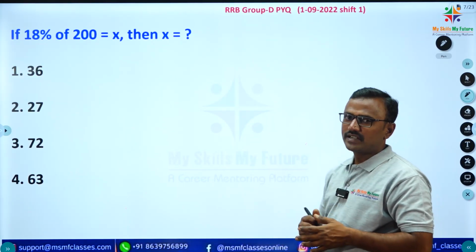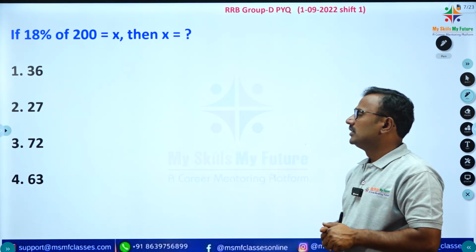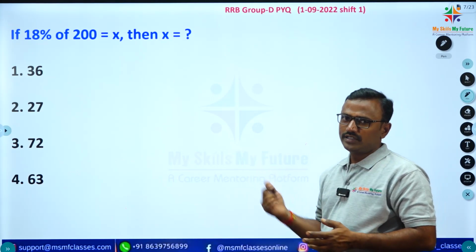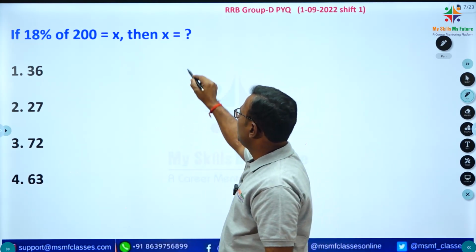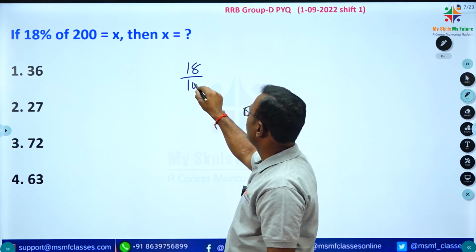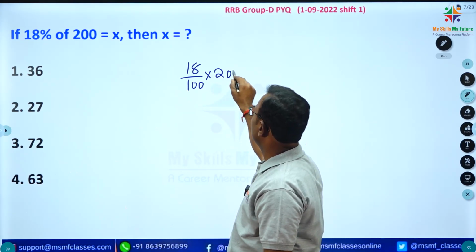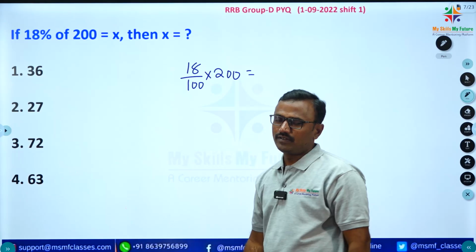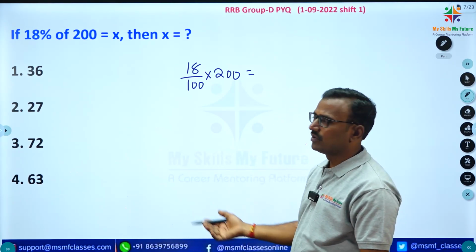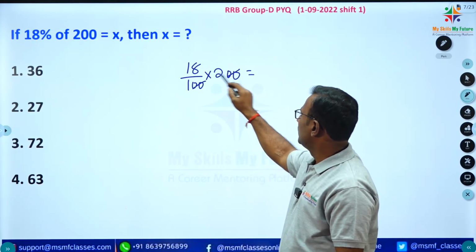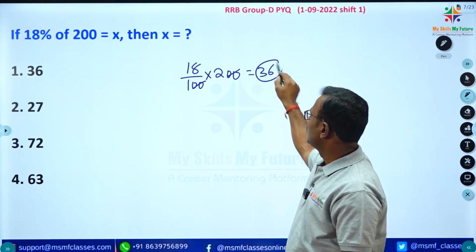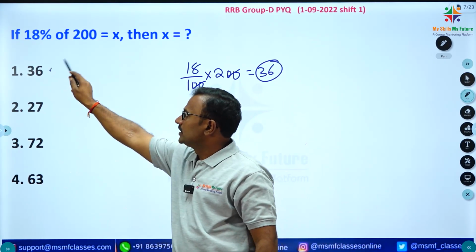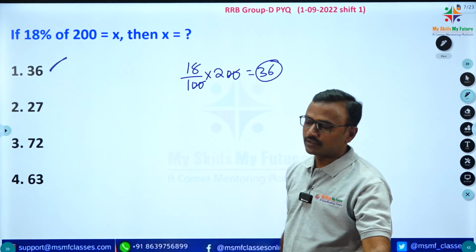So, a percentage question. It is a simple question. 18% of 200 is equal to x. What is the value of x? 18% of 200. So the zeros cancel. 18 times 2 is 36. So option 1 is correct. Okay, right. Next question.